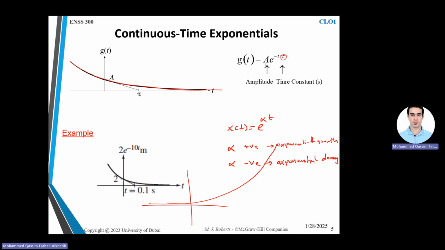So you don't have to worry about the values, the time constant, etc. All that matters is that when you are given an exponential, the sign of alpha will determine the behavior of the system. And the value at t equals 0, the function will be A. So here, at t equals 0, the function is 2.